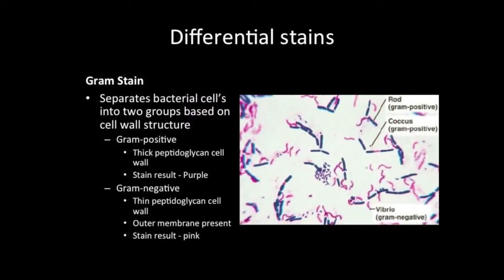The Gram stain is the most commonly used differential stain. The Gram stain separates bacterial cells into two groups based on their cell wall structure. Gram-positive bacteria stain purple during the Gram stain and have thick peptidoglycan cell walls. Peptidoglycan is a special carbohydrate found only in bacterial cell walls. Gram-negative bacteria stain pink and have a thin peptidoglycan cell wall with an outer lipid membrane.